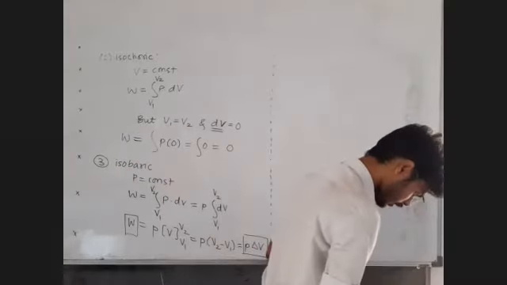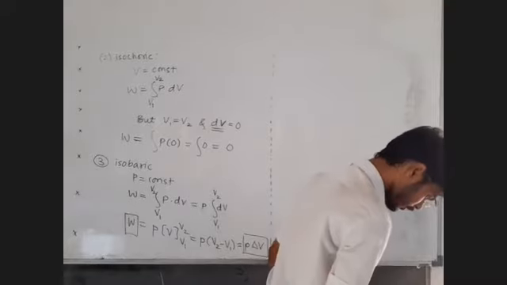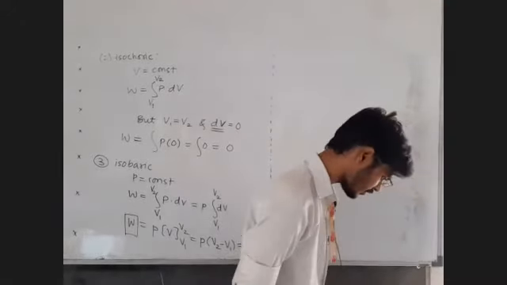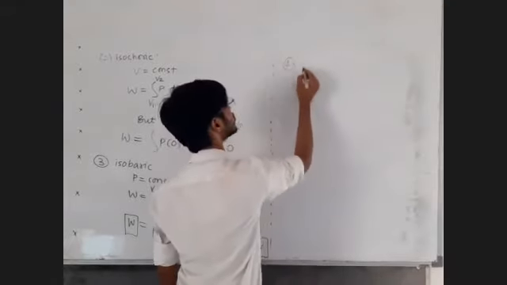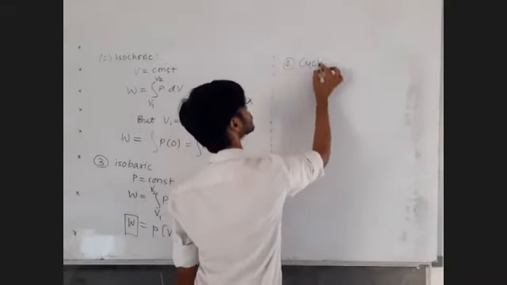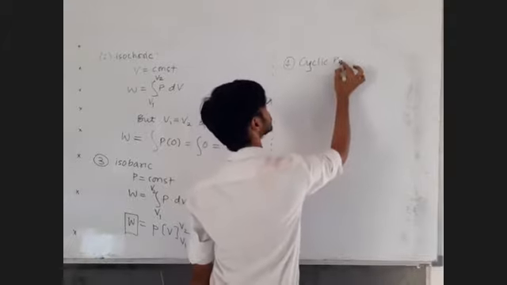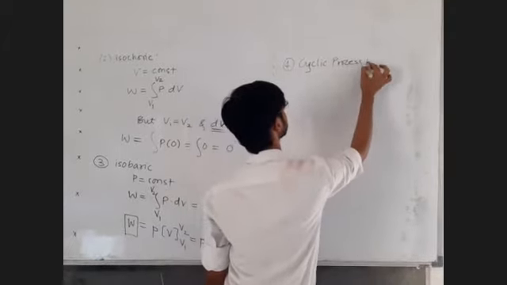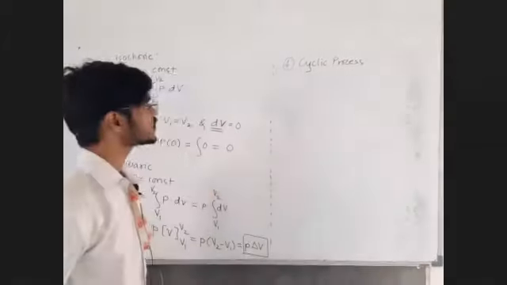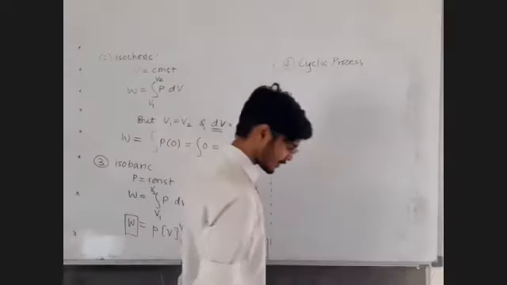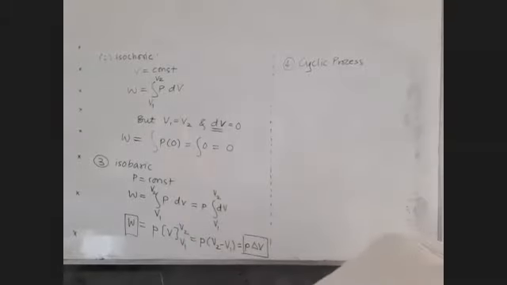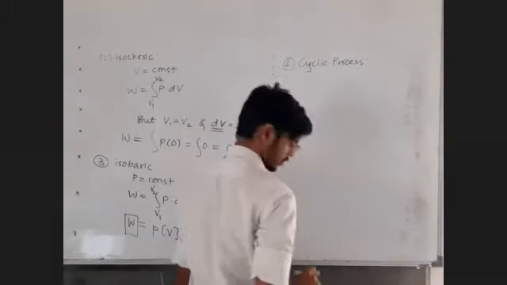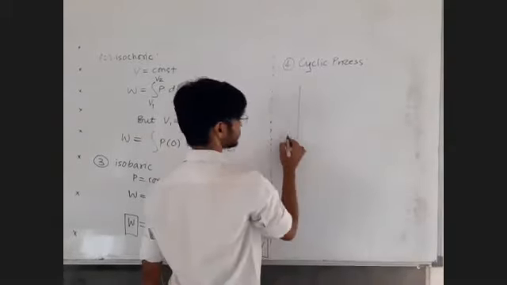Okay, now let's do the work done calculation for cyclic process. That's very interesting. Now write down cyclic process. Work done in cyclic process. Now this is going to be an interesting thing. Let us try to draw some cyclic processes.